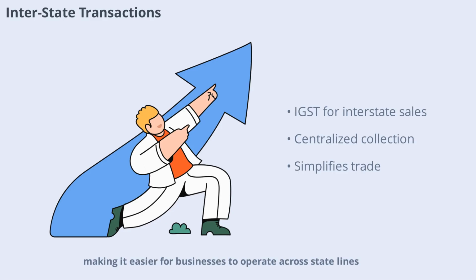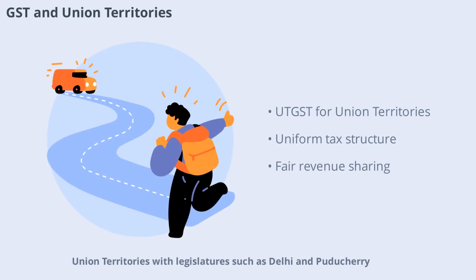Union territories with legislatures, such as Delhi and Puducherry, are treated like states for GST purposes. For other union territories, UTGST is applied along with CGST. This ensures that all regions, regardless of their administrative status, are included in the GST framework, promoting uniformity and fairness.